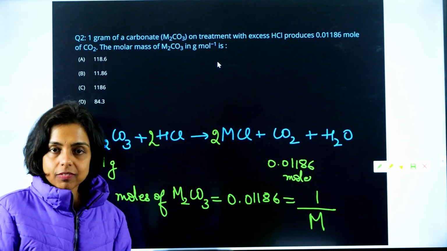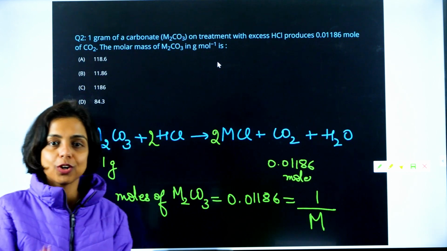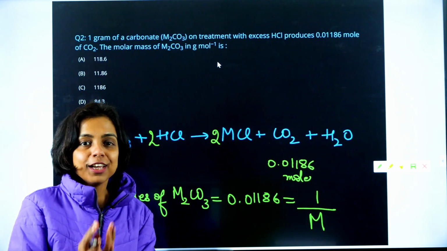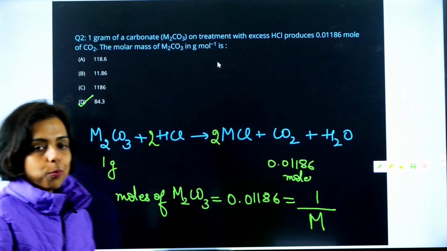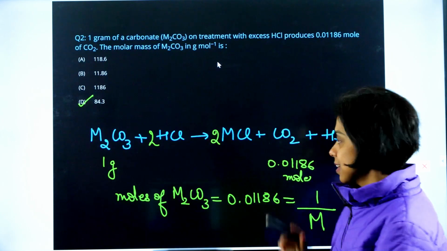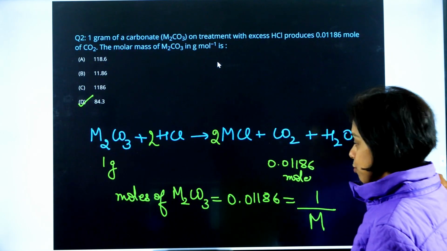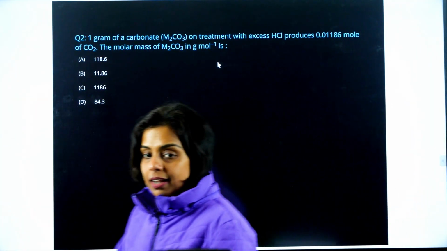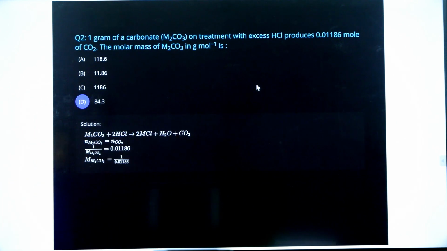So 0.01186 is equal to 1 by M, and I'm sure without doing any calculation mistake, you got it right as 84.3. The value of M you will calculate here is 84.3. So I'm sure you got this right, guys. Okay, let's move on to the next question. This was question number 2. The answer was D, donkey.